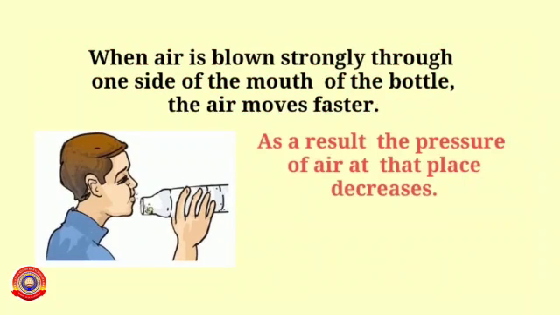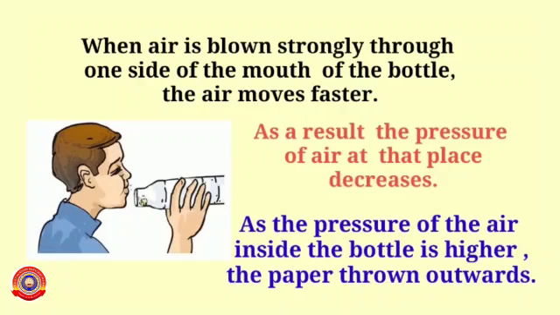When the air is blown strongly through one side of the mouth of the bottle, the air moves faster. As a result, the pressure of air at that place decreases. As the pressure of the air inside the bottle is comparatively higher, the paper ball is thrown outwards.